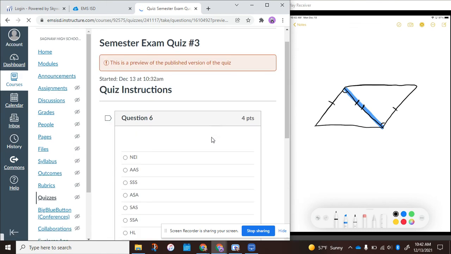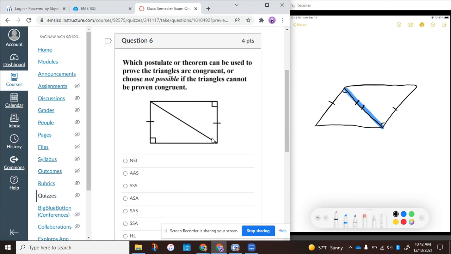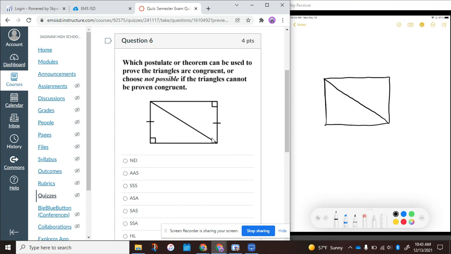Last question on this quiz. Is the same thing. Which postulate or theorem works for this to prove the triangles are congruent? All right, again, we've got a shape that is split into 2 triangles. Let me make this picture match the one on there. Those are right triangles. You can tell by the little box in the corner that those are right triangles. And what we have is one side right there, and we've got another side right across here.